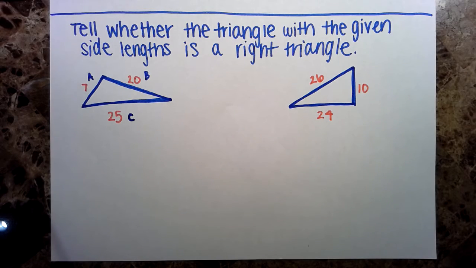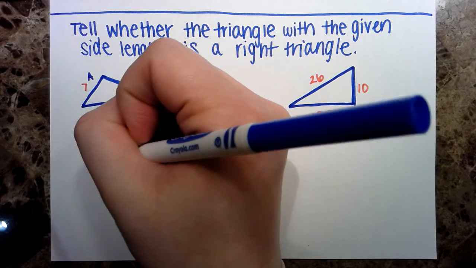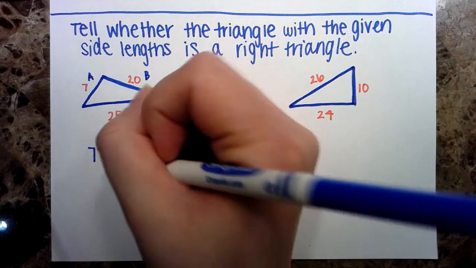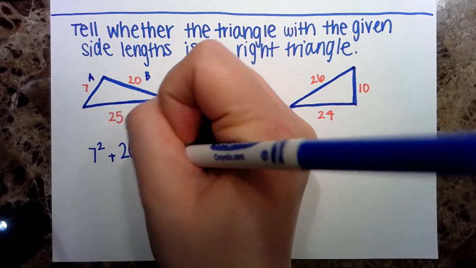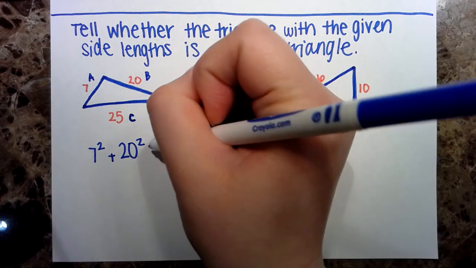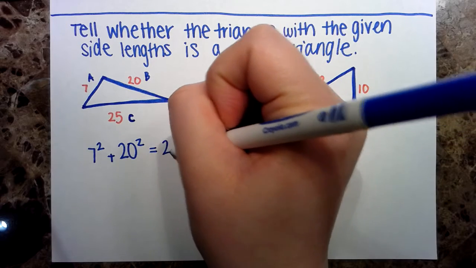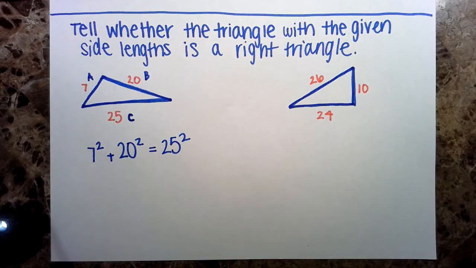So I'm going to rewrite my formula. So I'm going to have 7 squared, because A squared, plus B squared, which is 20 squared, equals my hypotenuse, which is 25 squared.